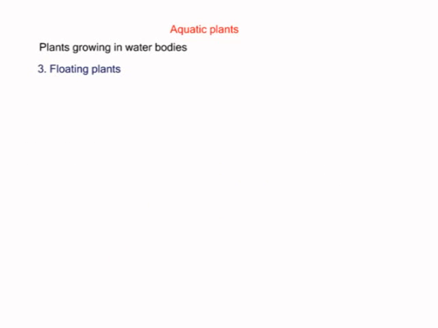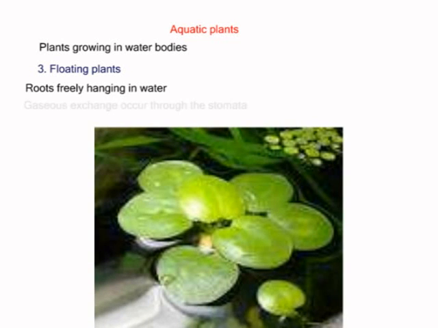Floating plants. Floating plants grow with their roots freely hanging in water. Gaseous exchange occurs through the stomata as in emergent plants. The roots have parenchyma cells which enable the plant to float.